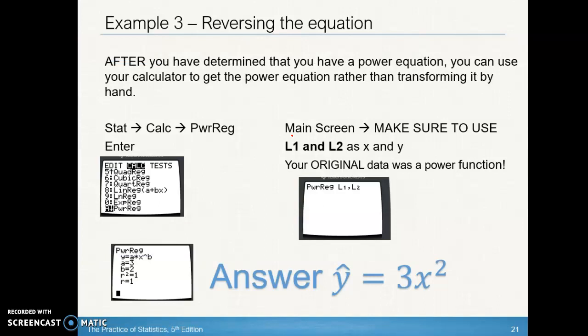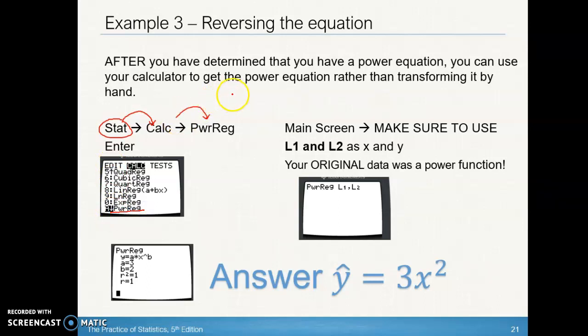All right, so how do we get that from our graphing calculator? Great question, because you want to do it from your graphing calculator. You don't want to do it by hand. So what you're going to do is go to Stat, then go to Calculate. Now notice down here, scroll all the way down, you should have something called Power Regression.